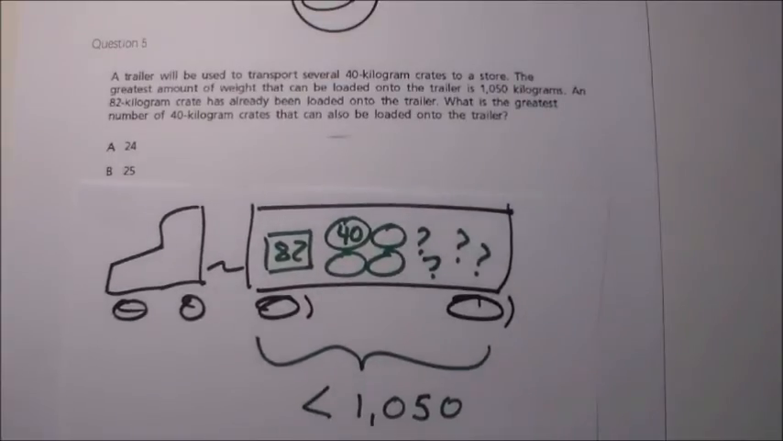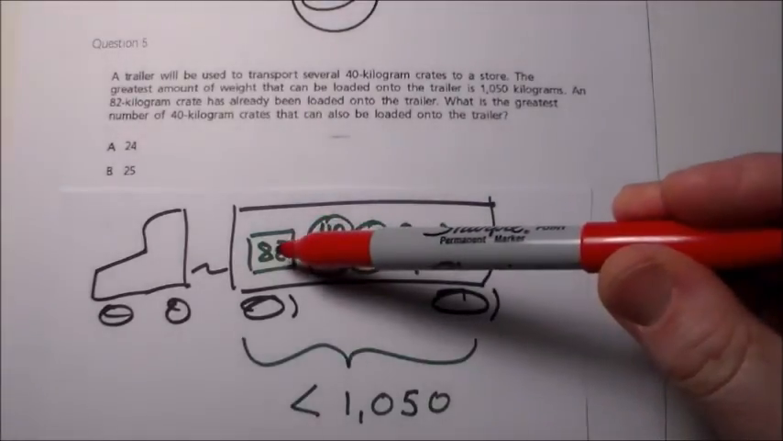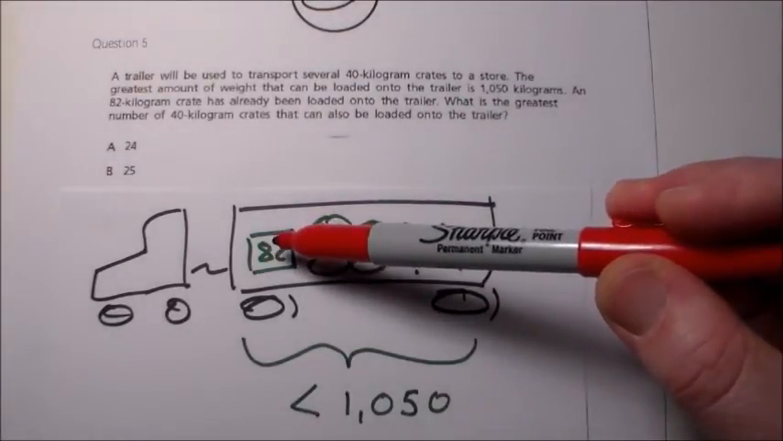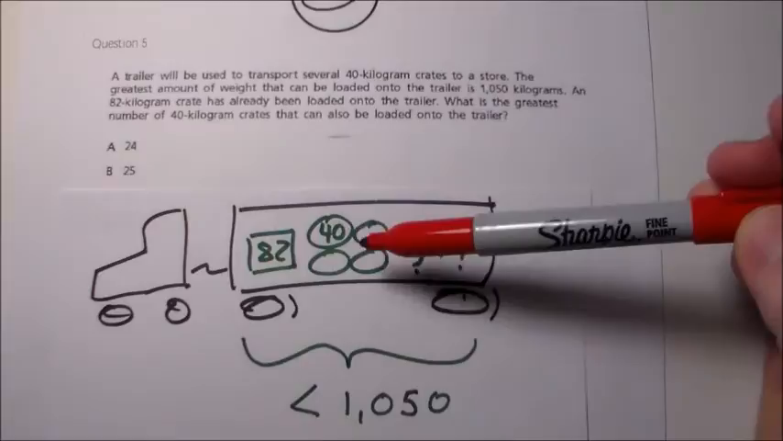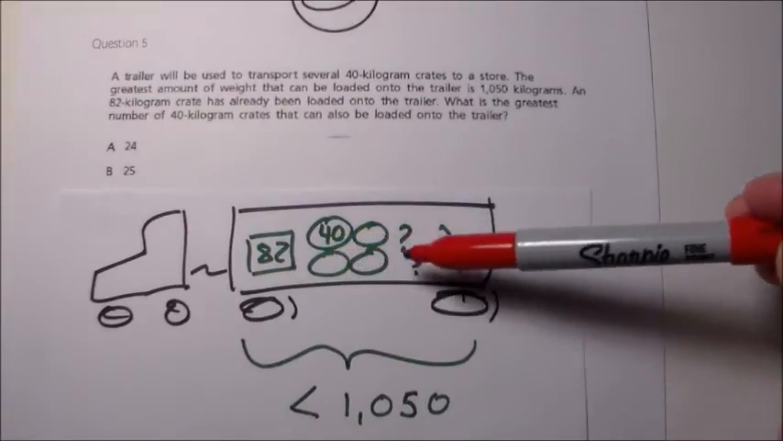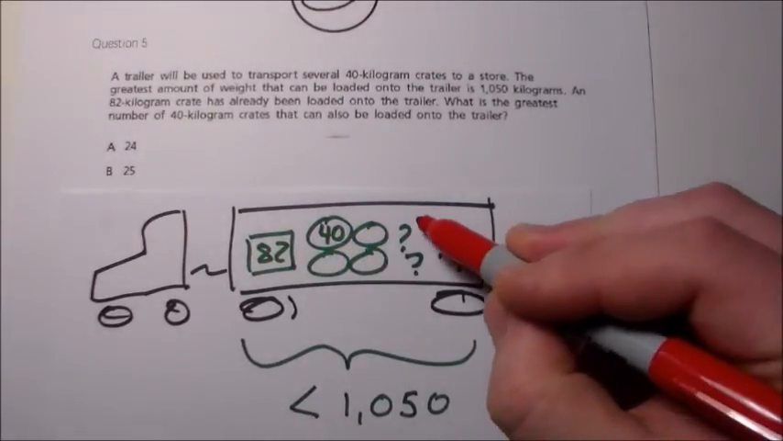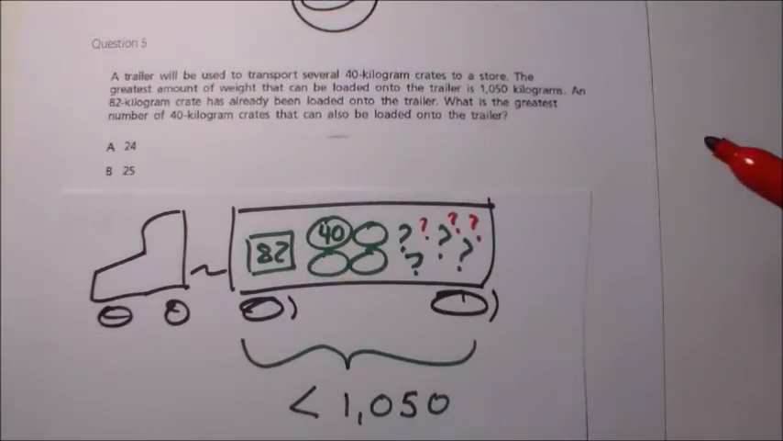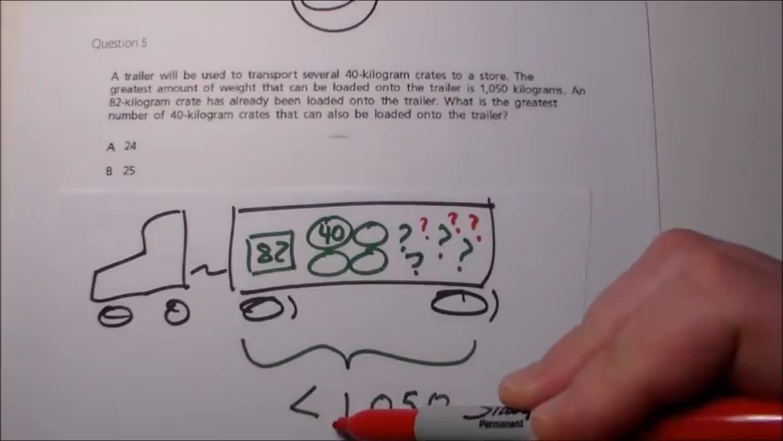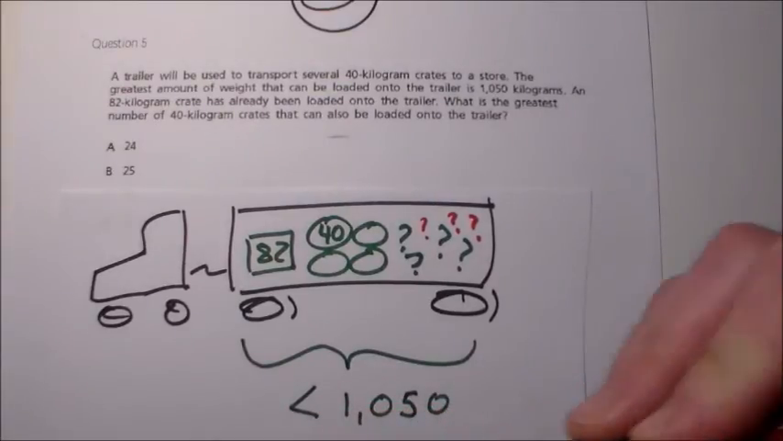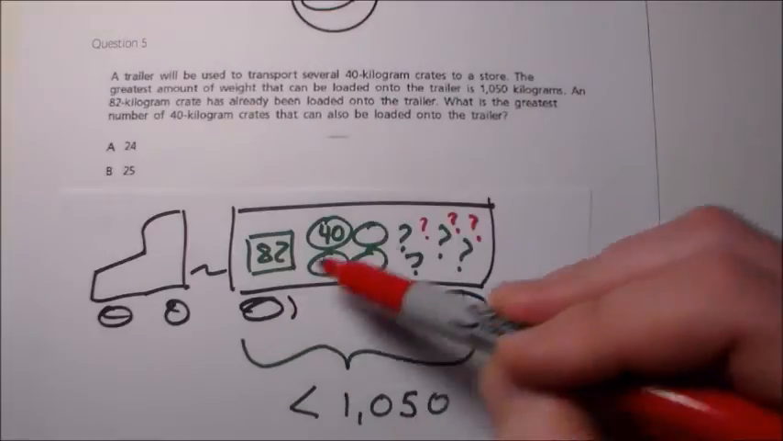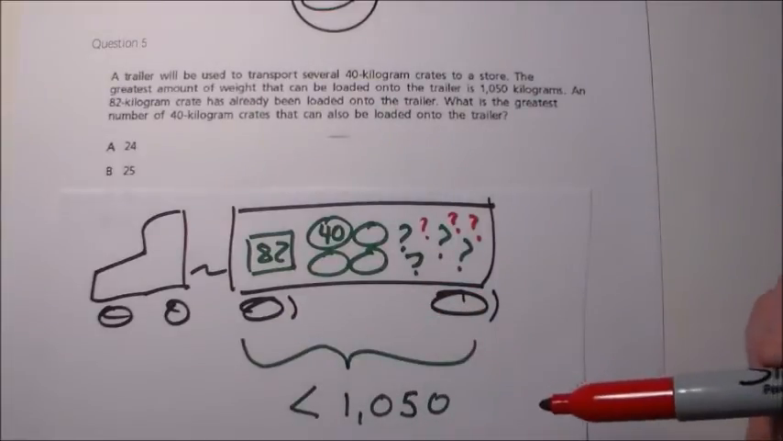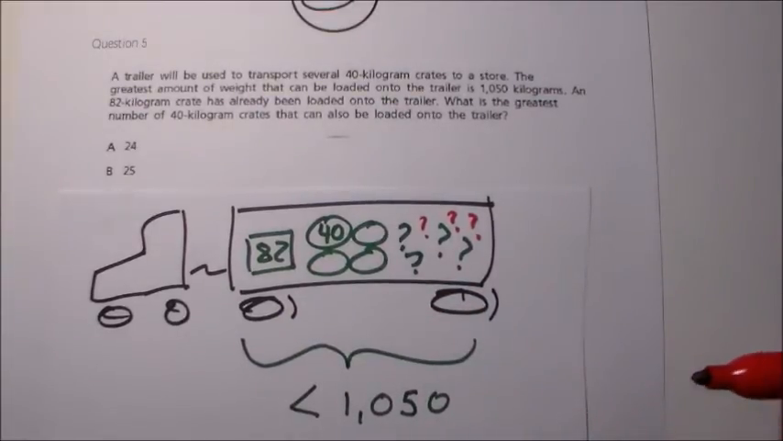So what do we have? We have a big trailer. I'll draw it out because, you know, why not? A big trailer. You have an 82-kilogram crate that's already been put on there, and you have these 40-kilogram crates. You want to see how many you can put on the trailer in addition to the 82-kilogram crate, and everything has to be less than 1,050 kilograms, because if it's more, then these tires blow out and the trailer won't go and the store won't get its products, and that'll be bad.